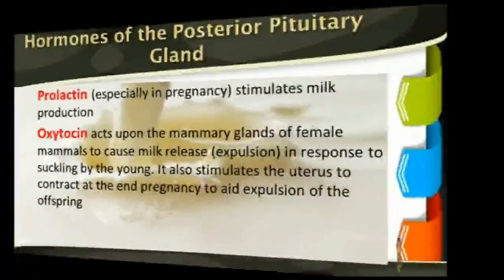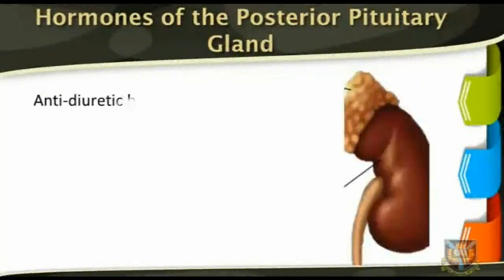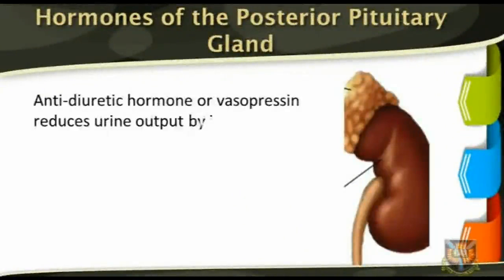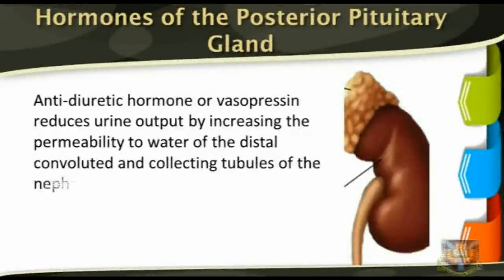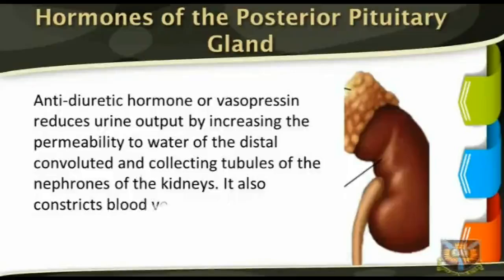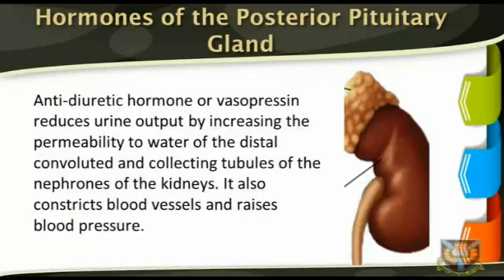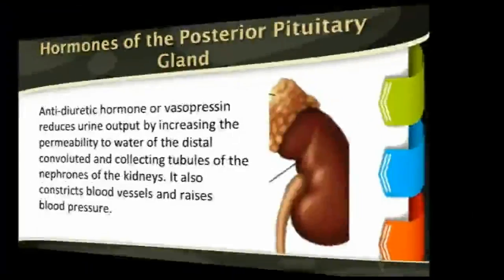Number 3. Antidiuretic hormone or vasopressin reduces urine output by increasing the permeability to water of the distal convoluted and collecting tubules of the nephrons of the kidneys. It also constricts blood vessels and raises blood pressure.